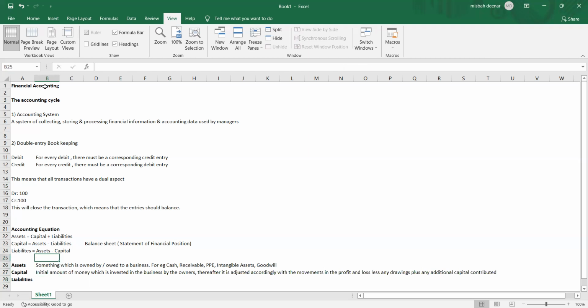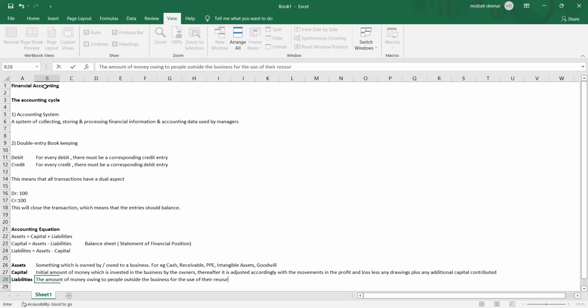And liabilities are the opposite of assets. Okay, I will write it down: the amount of money owing to people outside the business for the use of their resources. So these were the basic definitions of things in the accounting equation.